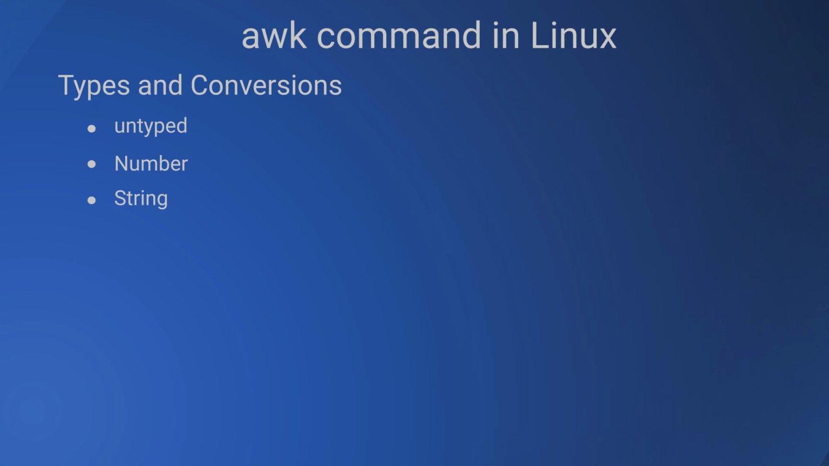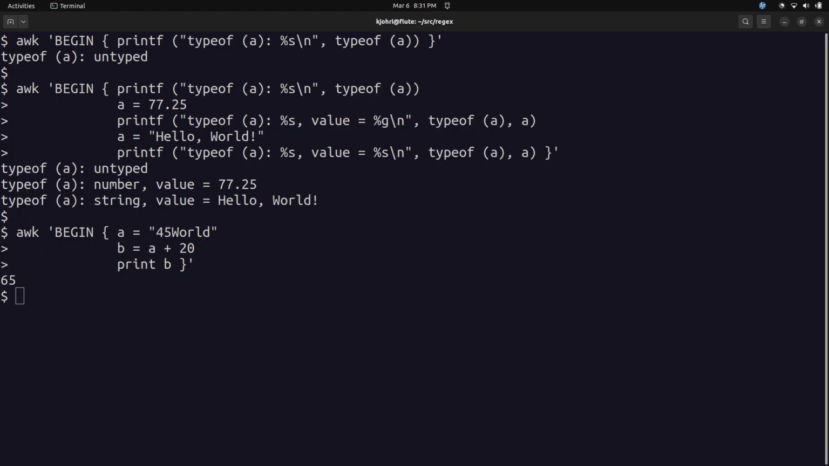Awk converts a number to a string and vice versa depending upon the context. Suppose you add a number to a string. The string is converted to a number and the addition is done. How is the string converted into a number? If the string starts with a number, it is converted into that number. For example, if a string is 45 world, it is converted to the number 45. If there is no number at the beginning of the string, it is converted to the number 0. So if A is a string with value 45 world and we add 20 to it, we get 65.